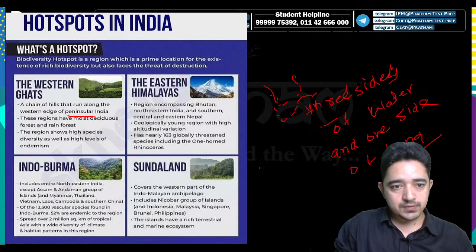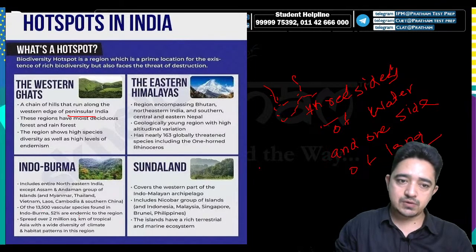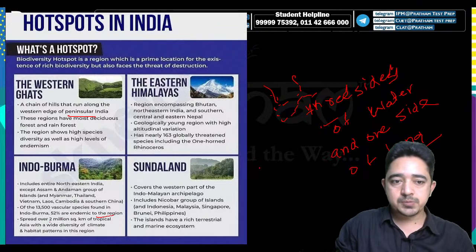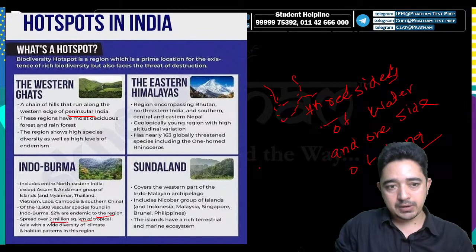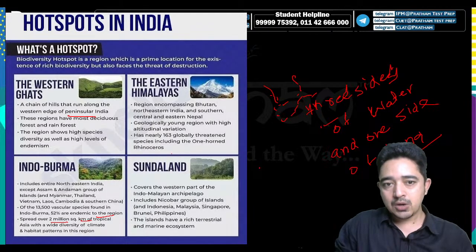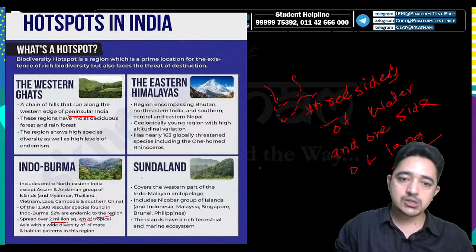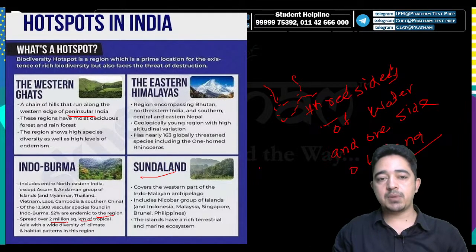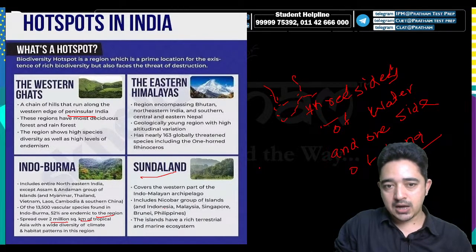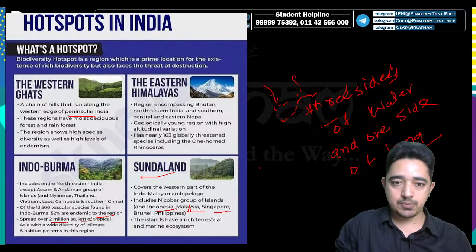So of the 13,500 vascular species found in Indo-Burma, 52% are endemic to the region, spread over 2 million square kilometers of tropical Asia with a wide diversity of climate and habitat patterns in this region. उसके बाद आता है आपका सुंदालैंड जो कवर करता है वेस्टर्न पार्ट ऑफ द इंडो Malayan, includes Nicobar group of islands and Indonesia, Malaysia and Singapore.